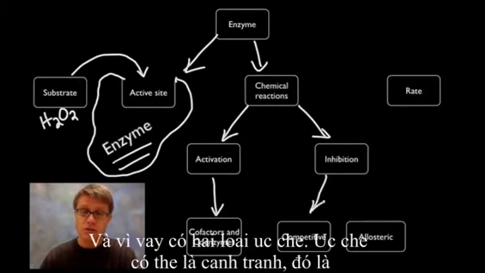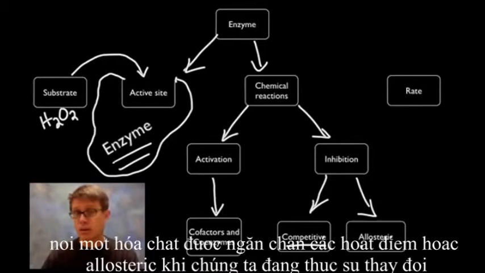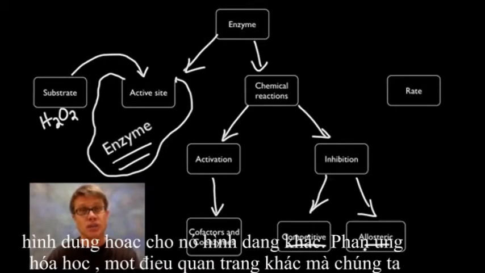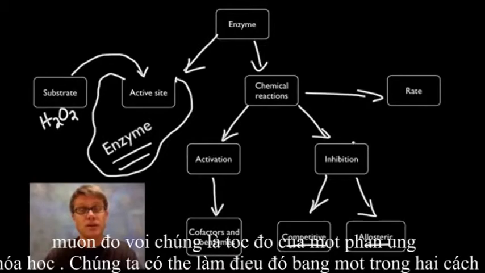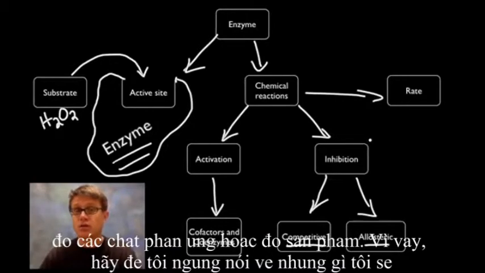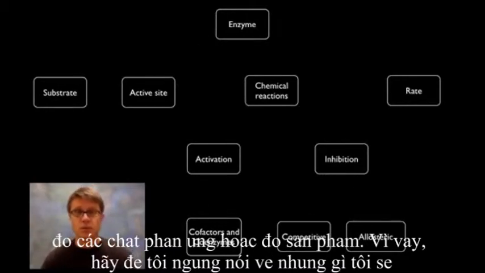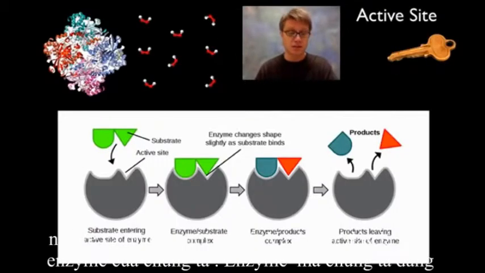And so there are two types of inhibition. Inhibition can either be competitive, that's where a chemical is blocking the active site, or allosteric, when we're actually changing the shape or giving it another shape. Chemical reactions, another important thing that we want to measure with them is the rate of a chemical reaction. And we can do that by either measuring the reactants or the products. So let me stop talking about what I'm going to talk about and actually talk about it.